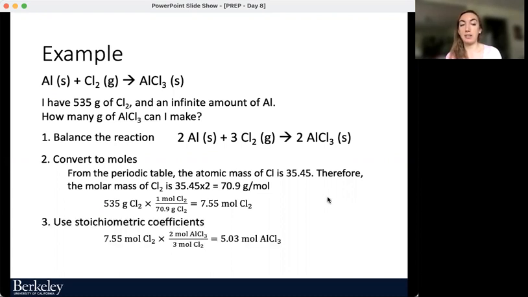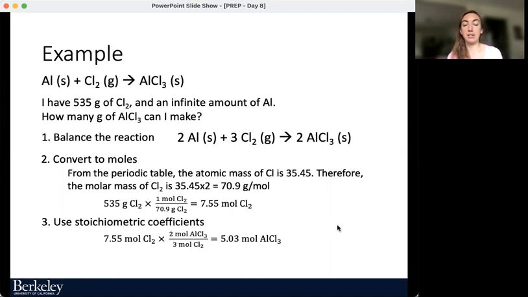Then I can use my stoichiometric coefficients. So I know that for every 3 moles of Cl2 that I use up, I'm going to make 2 moles of AlCl3. So I can cancel out these moles of Cl2, and I can do 7.55 times 2 divided by 3, and I will make 5.03 moles of AlCl3.